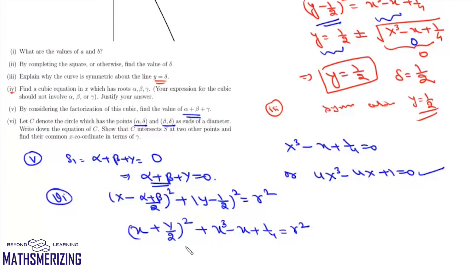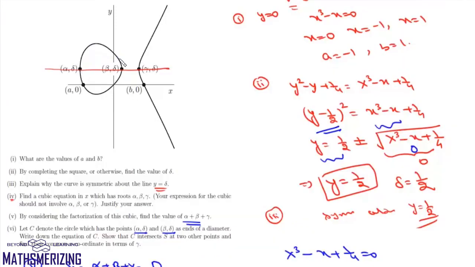Now we can write this equation as x cubed plus x squared plus (gamma minus 1)x plus 1/4 minus r squared equals 0. Now it's a cubic equation. Now since this circle and curve both pass through (alpha, delta) and (beta, delta), two of the solutions for this equation will be alpha and beta.